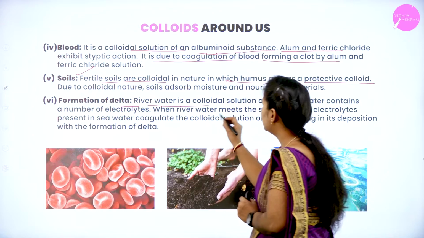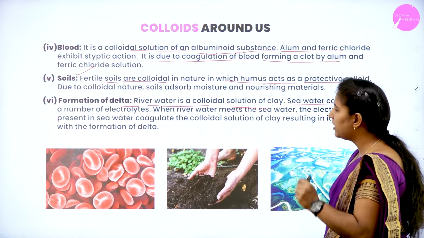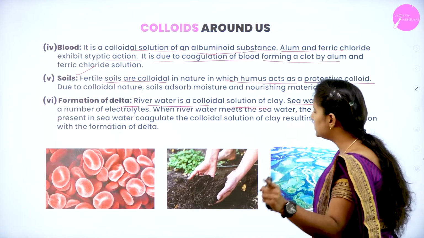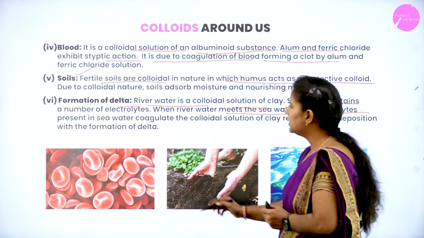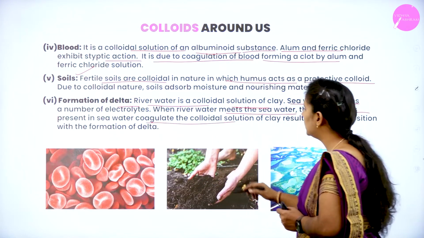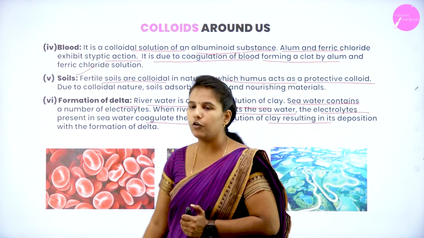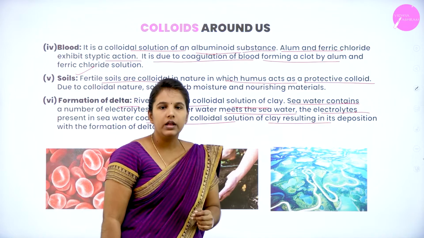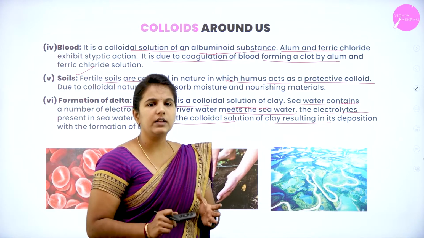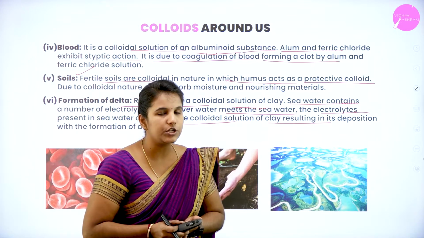And next one is the formation of delta. River water is a colloidal solution of clay, and sea water consists of many electrolytes. When river water meets sea water, the electrolytes present in the sea water coagulate the colloidal solution of the clay, resulting in the deposition or formation of delta. You would have seen this picture on TV, where the rivers and the sea meet each other, resulting in the formation of delta.